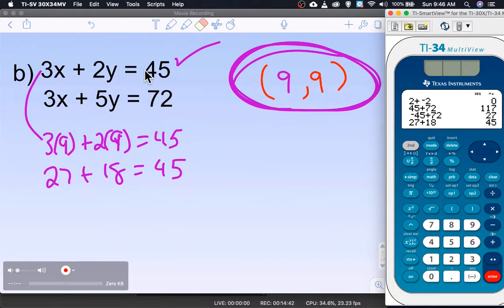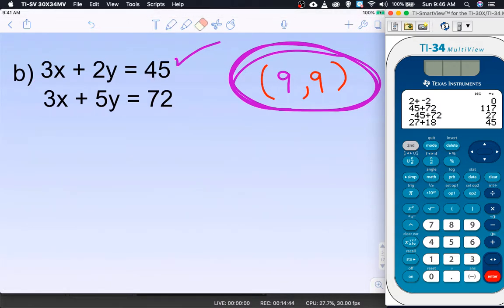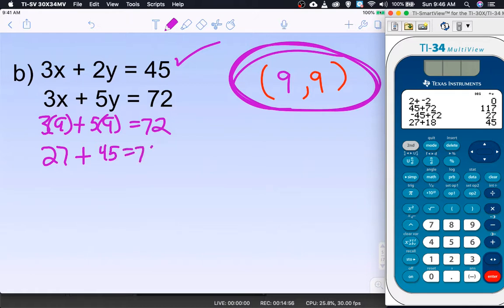The math was good. Okay, if I do the same thing in the second equation, 3 times 9 plus 5 times my y value equals 72, I get 27 plus 45 equals 72. Does that math work out? Is 27 plus 45 equal to 72? Check. Okay. So that's how you check the solution to one of your systems of equations. You plug in the x for the x, the y for the y, in both equations, and see if they both work.